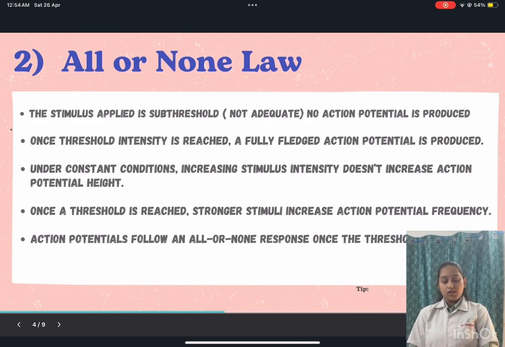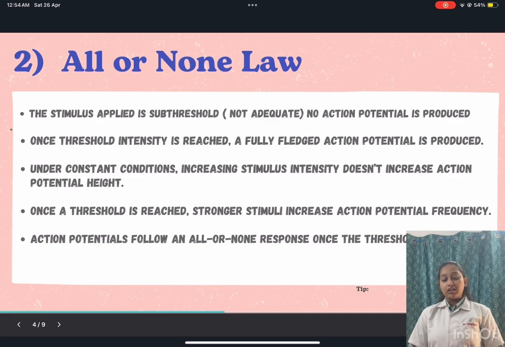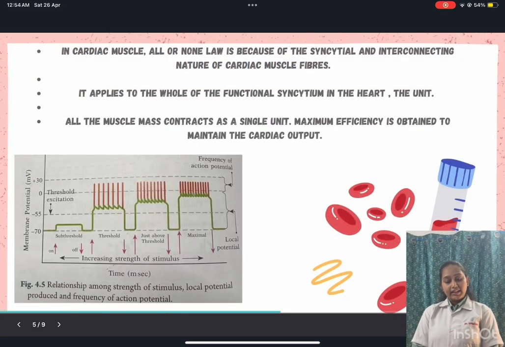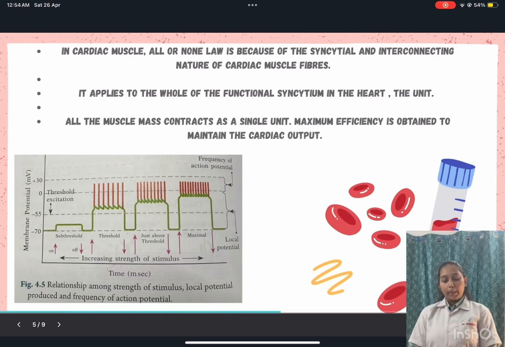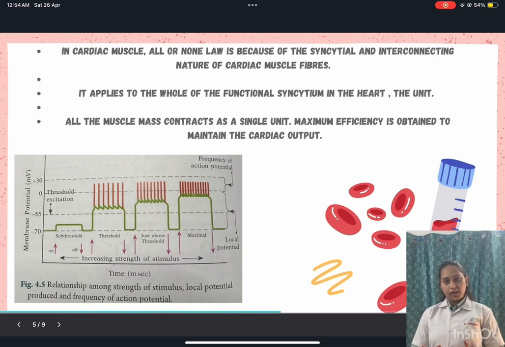In cardiac muscle, the all or none law is because of the syncytial and interconnected nature of the cardiac muscle fibers. It applies to the whole of the functional syncytium in the heart, the unit. All the muscle mass contracts as a single unit. Maximum efficiency is obtained to maintain the cardiac output.